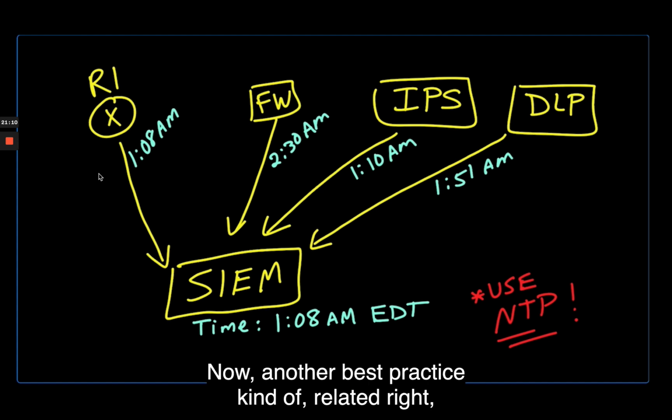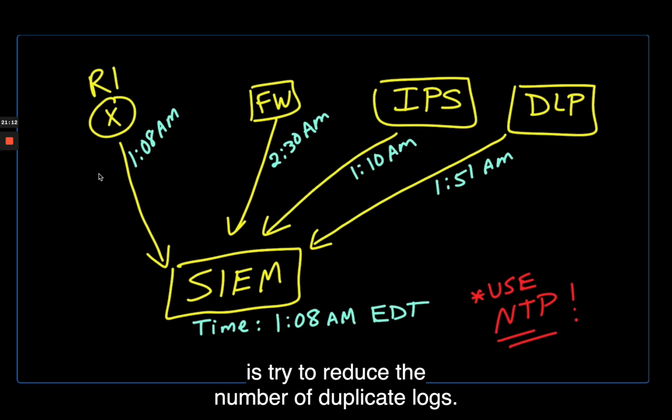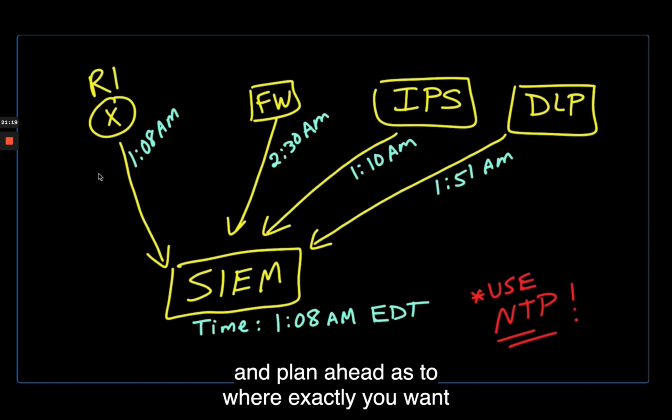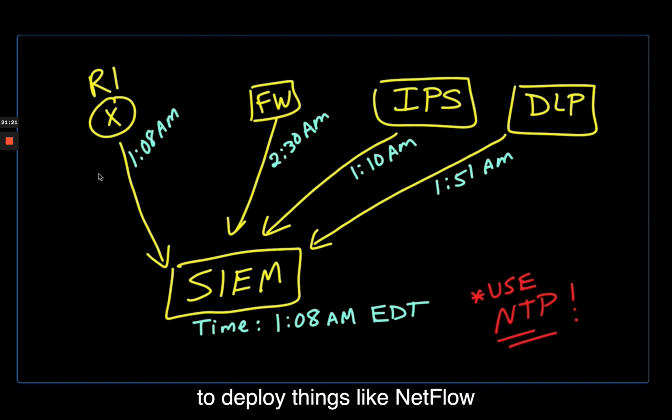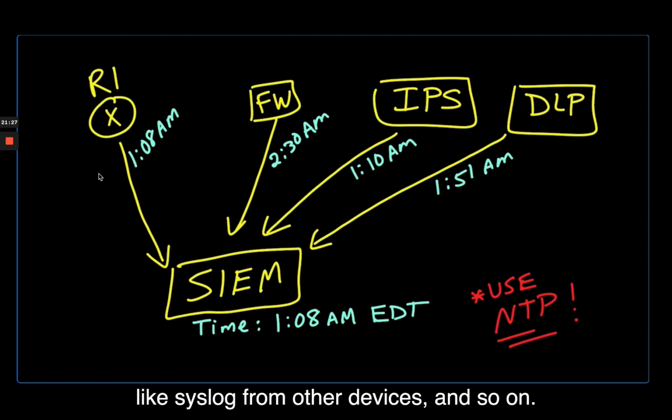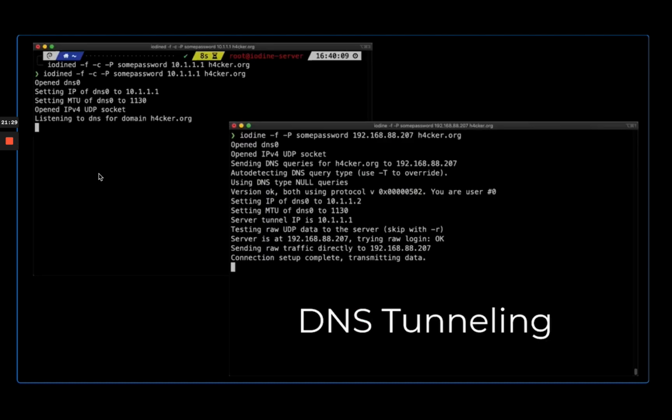Now, another best practice, kind of related, is to try to reduce the number of duplicate logs. That's why you have to think and plan ahead as to where exactly you want to deploy things like NetFlow and how you will correlate it with other events like syslog from other devices and so on.